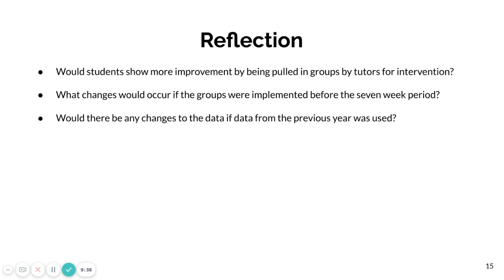Meaning, if at the beginning of the school year, the first week, teachers used their observations before taking the beginning of the year STAR test, how would that affect the data? Also, would there be any changes to the data if data from previous years were used?